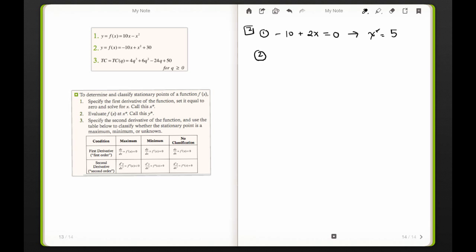Then I'm going to evaluate the function to find my y star, which is just the value of the function when evaluated at x star. I get negative 10 times 5 plus 5 squared plus 30, and that should yield negative 50 plus 25 plus 30, so that yields positive 5.